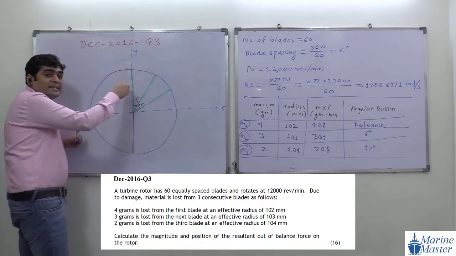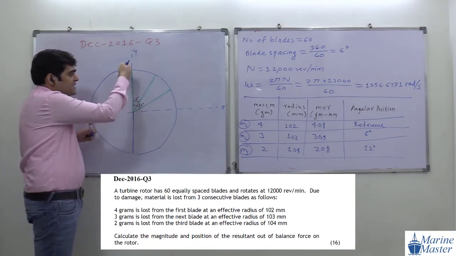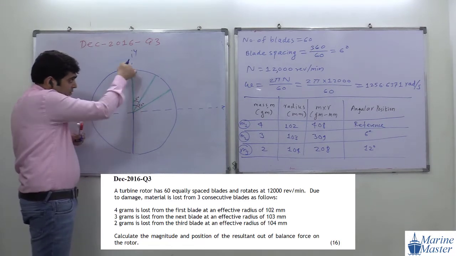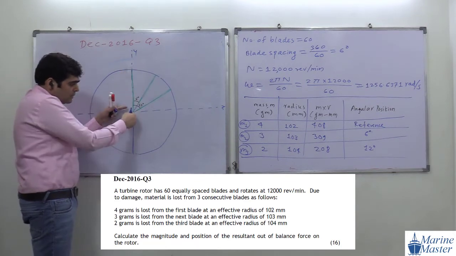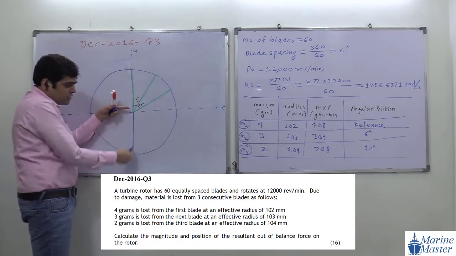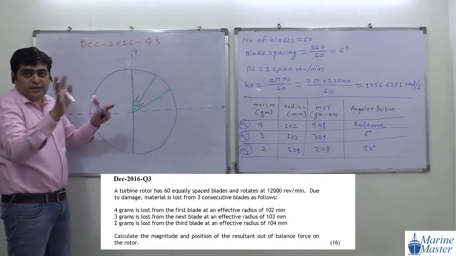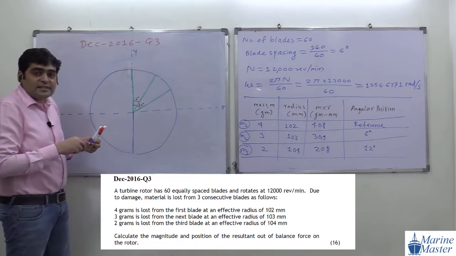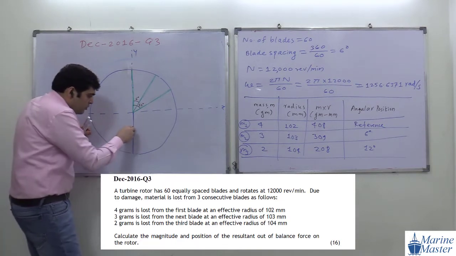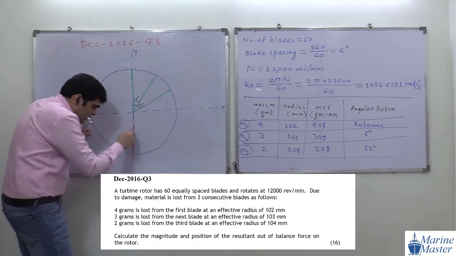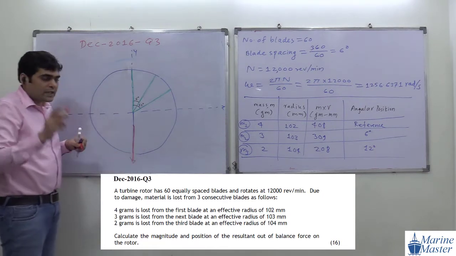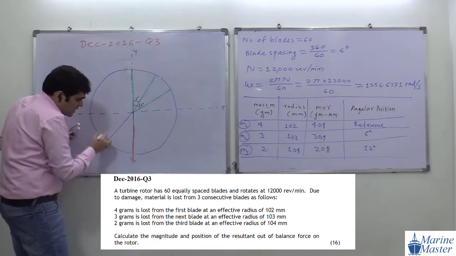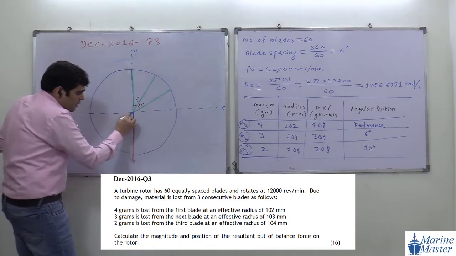Now if the mass is removed from this side, from this green one, what will happen? Automatically mass will increase on the other side. Due to that, the mass is less on this side and higher on that side, so a centrifugal force will be created, and this centrifugal force will move like this, radially outward. The same happens with this blade also.